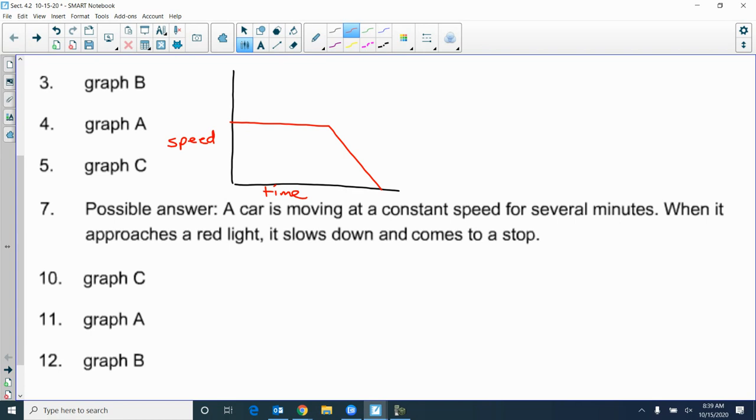Could we do running at a constant speed and slowing down? Yep, that would be fine. Anything, it could be a car, it could be running, bicycle, anything on those lines. So there's definitely more than one right answer. So there you go. So you got graph C, A, and B.